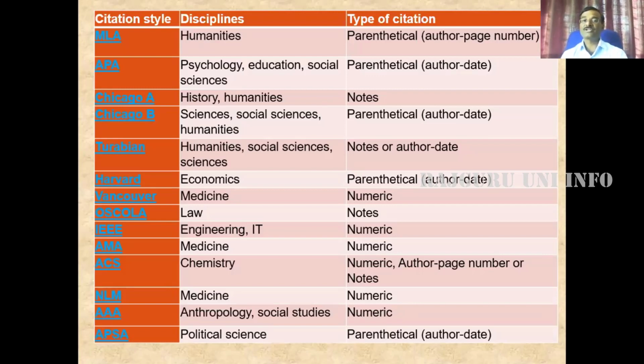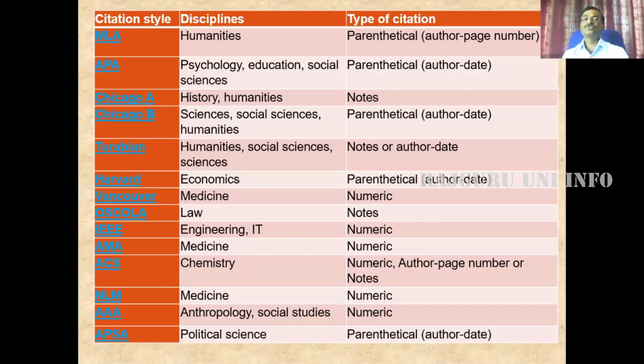Just for our knowledge's sake, I have put some information in a table, that is, what kind of citation style, what kind of disciplines, and what type of citations we are going to use here. For example, MLA can be used for the discipline of humanities, and parenthetical, that is, author-page number kind of citation can be used here. Then APA, psychology, education and social sciences, with parenthetical author-date citation. As I have referred, Chicago A, history and humanities disciplines, with specific notes. Chicago B, with the sciences, social sciences and humanities, with author-date parenthetical citation.